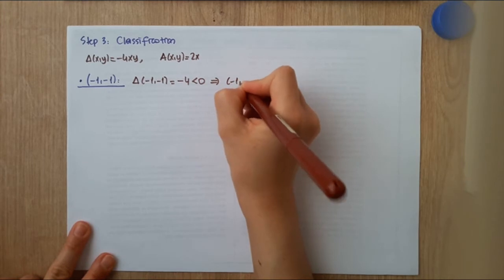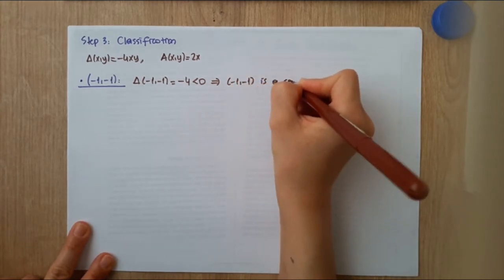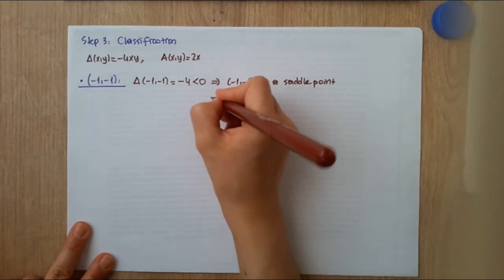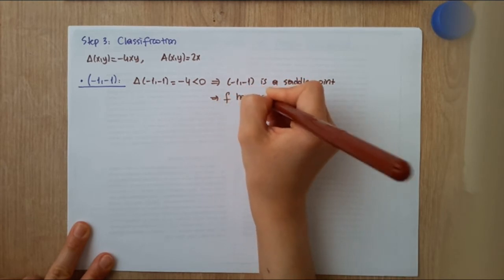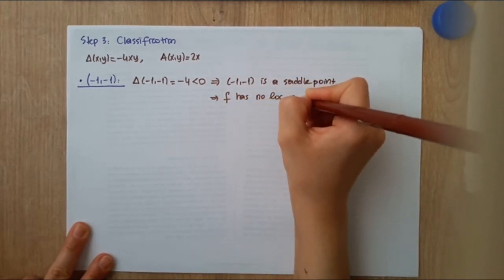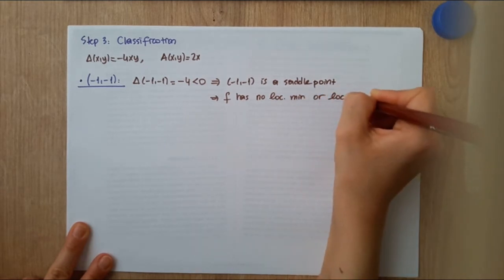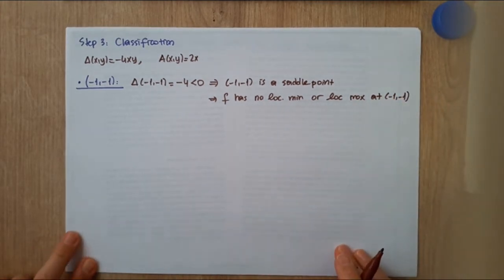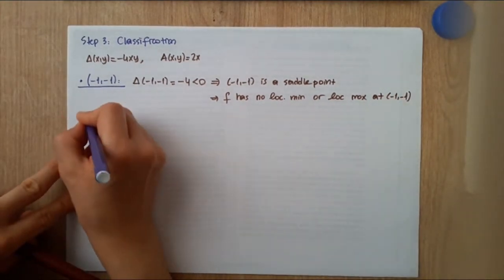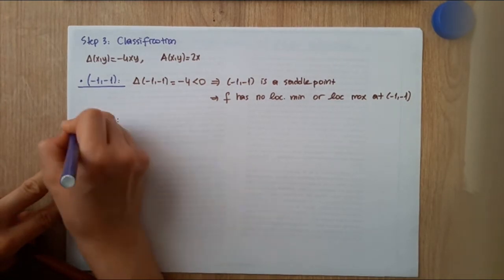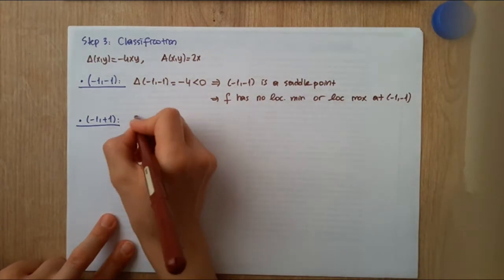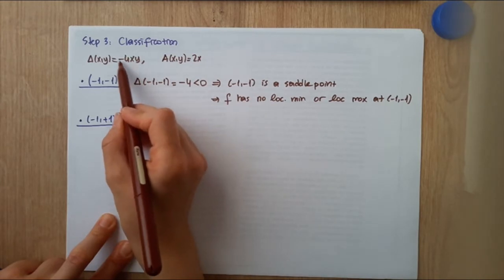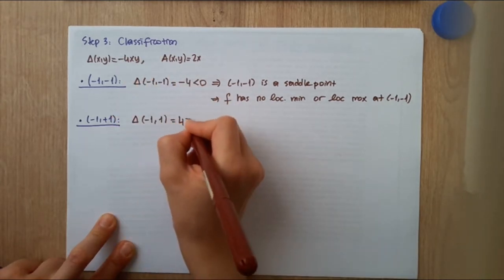So (minus 1, minus 1) is a saddle point. There is no local max or local minimum at that point. F has no local minimum or local maximum there. Okay, so let's try to find the type of the second point, which is (minus 1, 1). If I substitute it into delta, I will obtain minus 4 times minus 1, which is 4, a positive value.